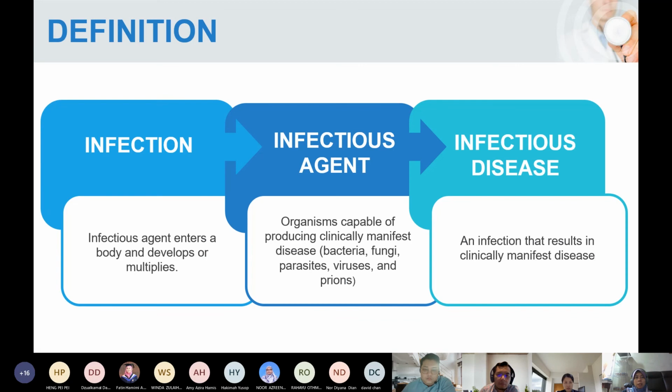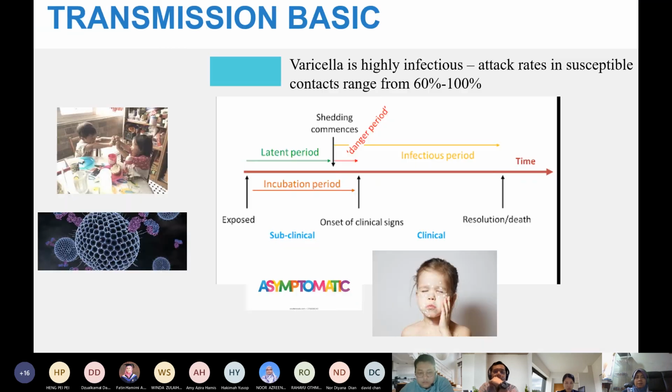Before we go into transmission, let's look into some definitions. What is infection? Infection occurs when an agent enters a body and develops or multiplies. What is an agent? The agent has its own traits: infectivity, pathogenicity, virulence, and so on, which can produce clinically manifest disease. What is infectious disease? An infection that results in clinically manifest disease.